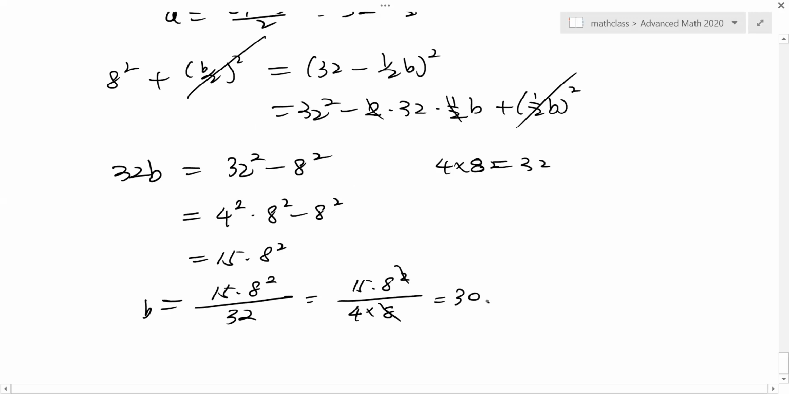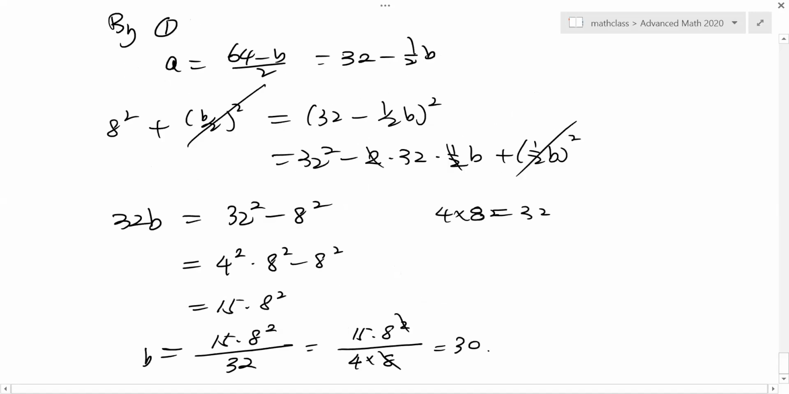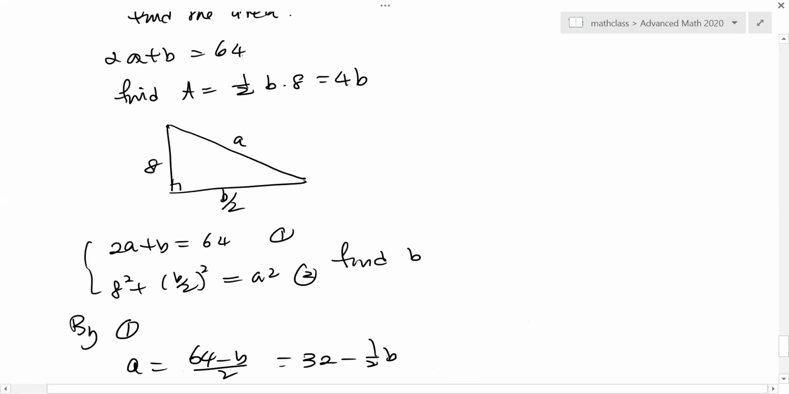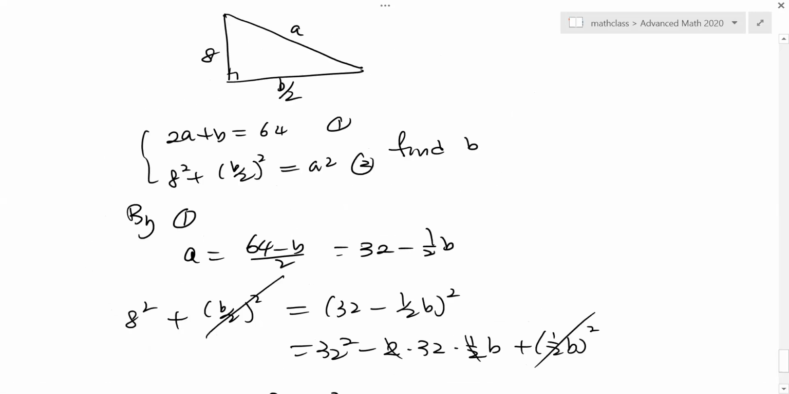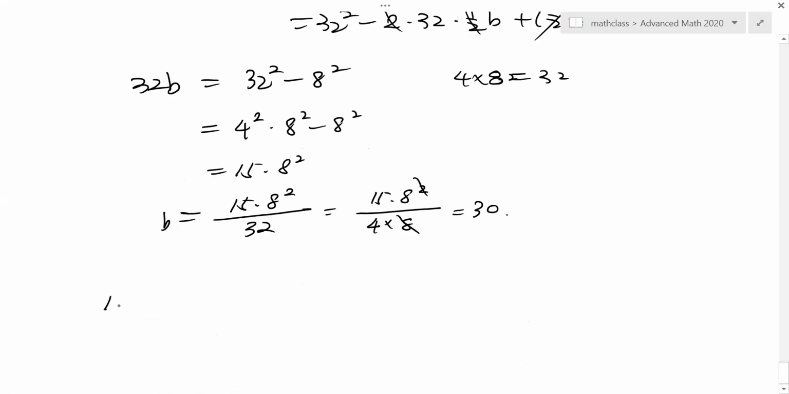Okay. Once you get the base, then you get the area. Area is, it's already there, right? The formula is A equals 4 times B. So area is 4 times B. It's 120.